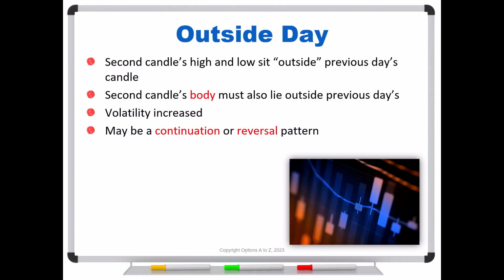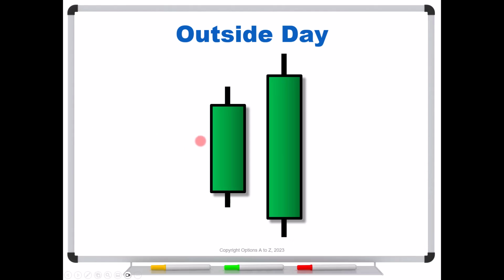So for example, let's say that we get this on our daily chart. Here's yesterday's candle, and then we get today's. So notice that today's shadows sit above and below yesterday's shadows. They sit outside of yesterday's high and low range. So that's the first thing we can see that would at least qualify this as an outside day, but we need more than that. We have to see that today's body also sits outside of yesterday's body.